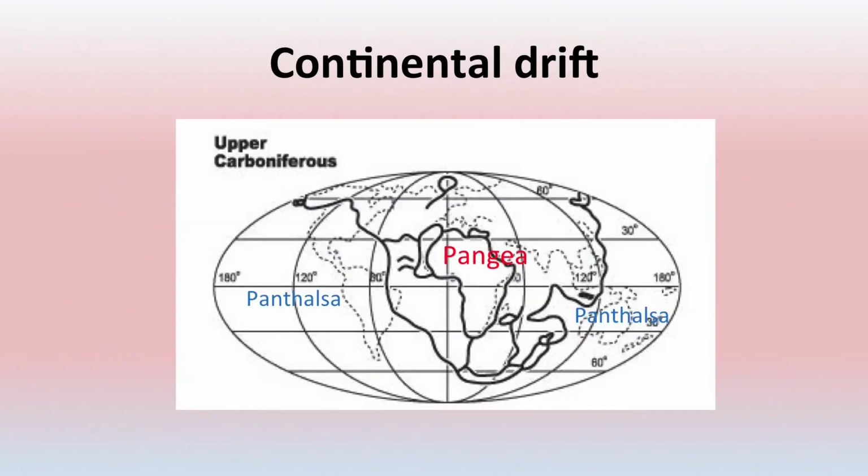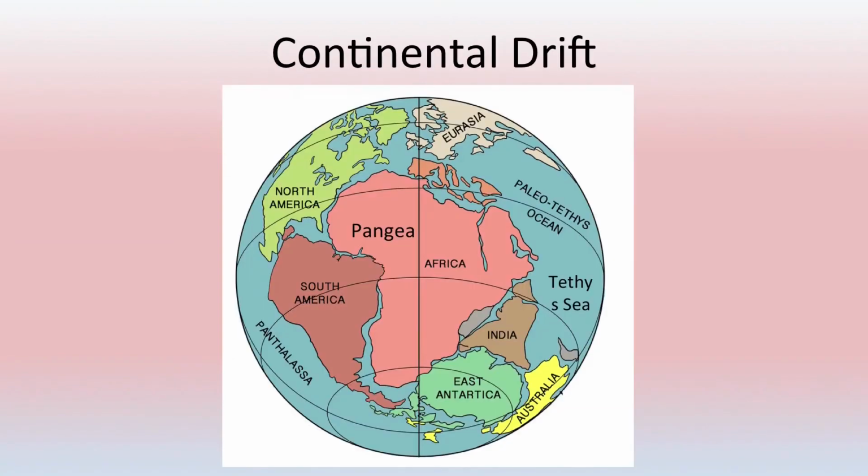As you can see in the picture, Pangea is there, all the land masses combined together to form a continent, and that is Pangea, and the whole water body surrounding it was called Panthalassa. The colored picture you can also see, Pangea and Panthalassa.